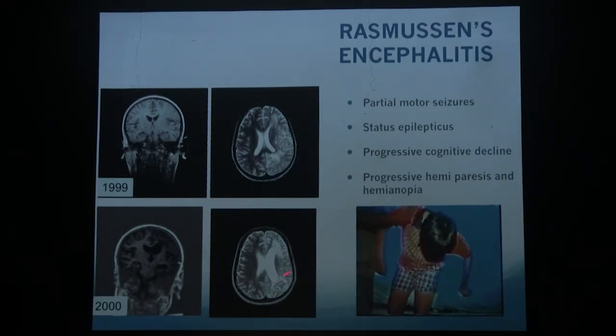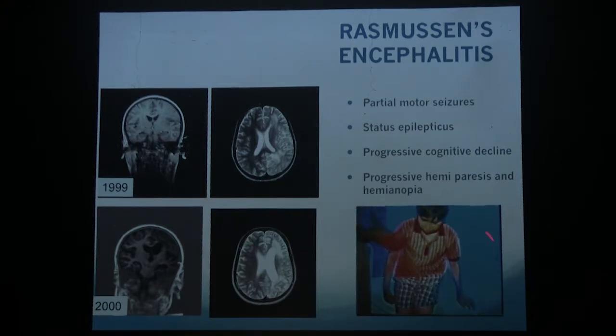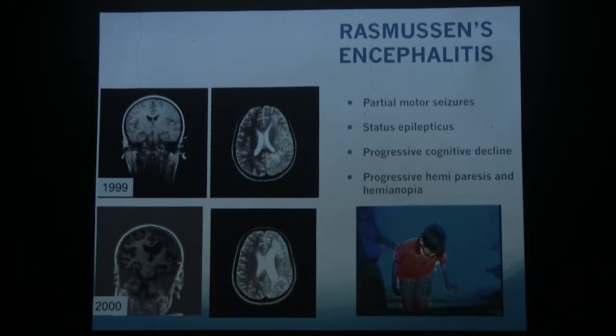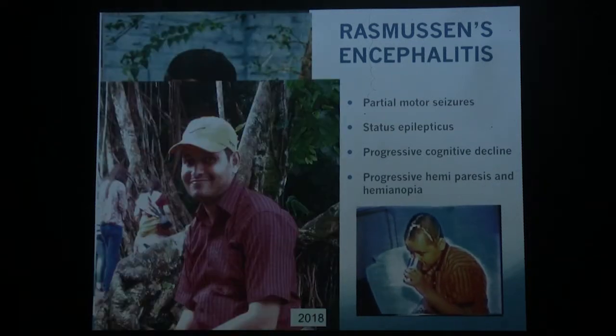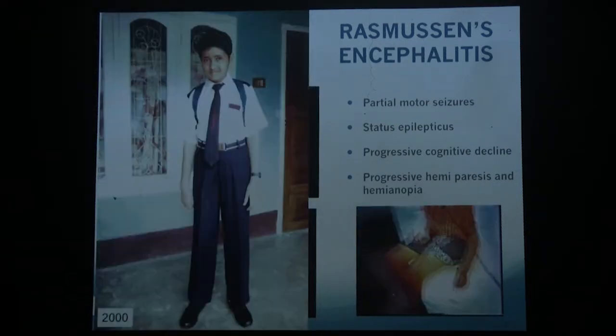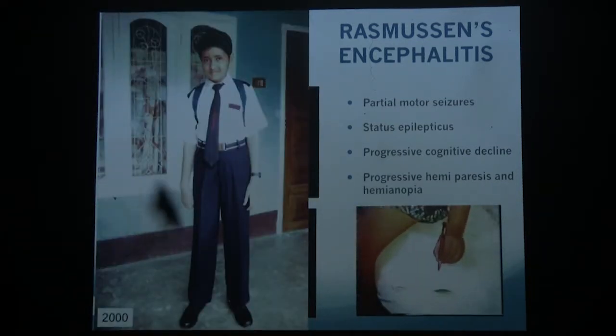He completely lost that hemisphere progressively. By 2000, there was a lot more atrophy, and he was having status. And this was almost continuous status. And whatever cognition he had before the development of this problem, he progressively started losing it. And there you see him, he started going to school immediately.